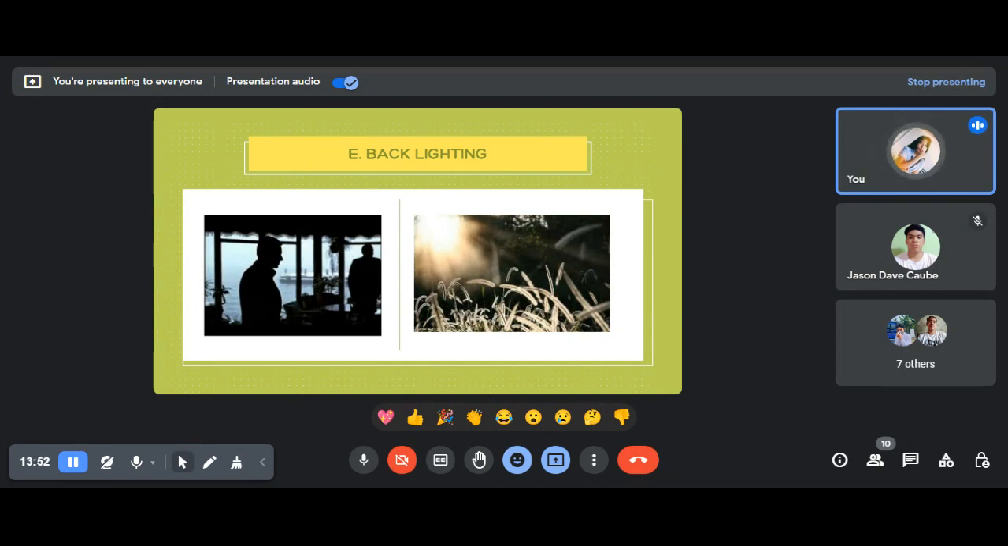I will be continuing Lesson 3, letter E, backlighting. Backlighting can be important in forensic photography as it can help to reveal details that might not be visible in normal lighting conditions. By illuminating the subject from behind, backlighting can create a contrast between the subject and its surroundings, making it easier to see details such as edges, contours, and textures.